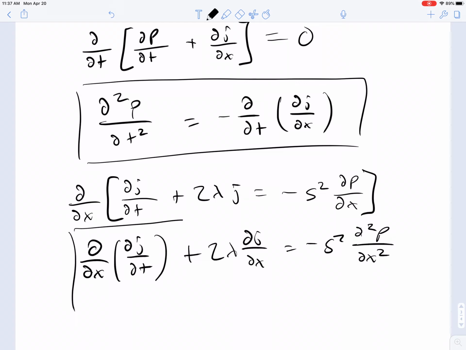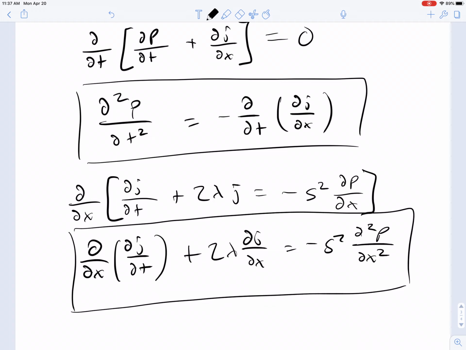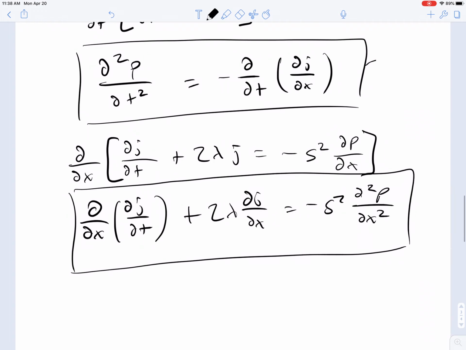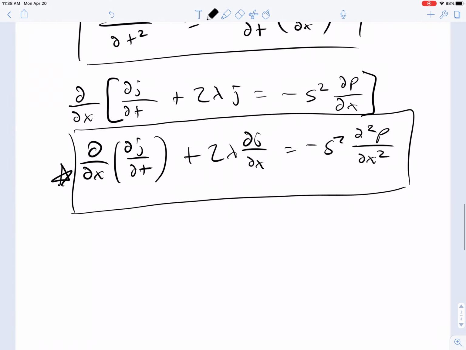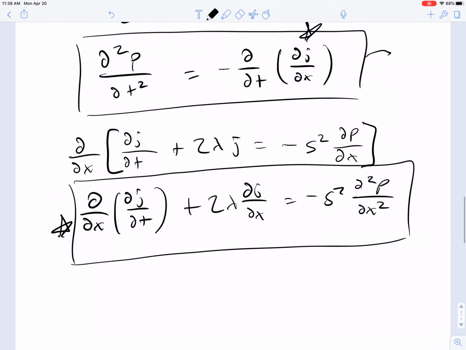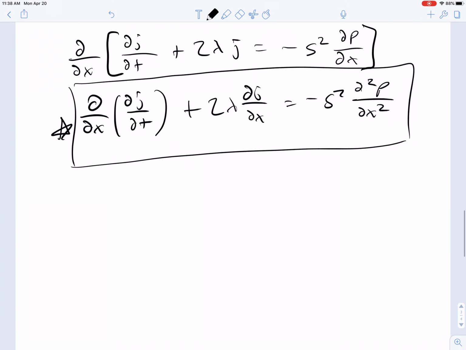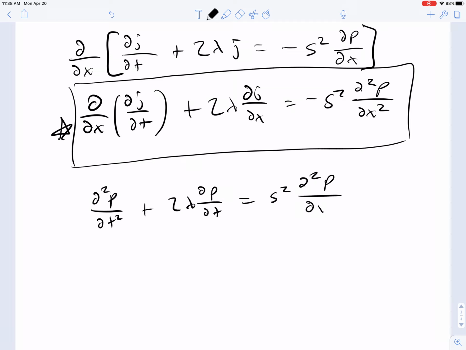So now we have something. We have a similarity in these two equations. This term right here and this term right here, we can eliminate using just substitution. And so we end up with a new equation for this system that is del squared p over del t squared plus 2 lambda times del p del t equals s squared del squared p over del x squared. So s, of course, is the speed.